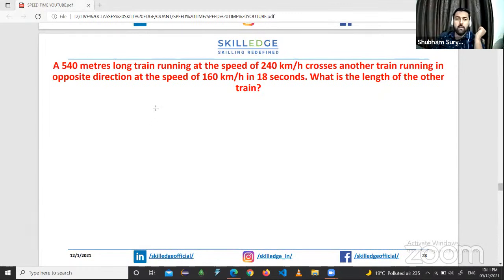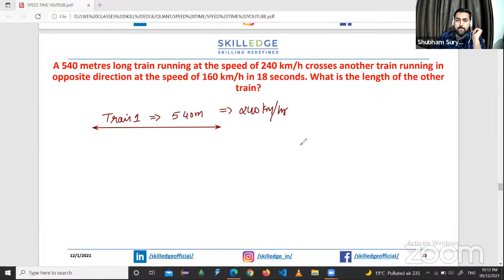Okay, now both crossed each other in 18 seconds. What is the length of the other train? This is my first train, so this is train 1. The speed is given to us, the length is given to us as 540 meters, and the speed is 240 kilometers an hour. Okay, now there's a train 2. We don't know the length of train 2. Okay, we can assume it as x, or first let's find the total distance, right.